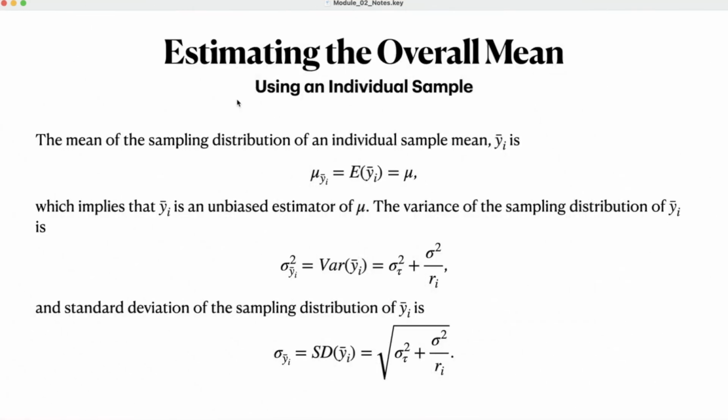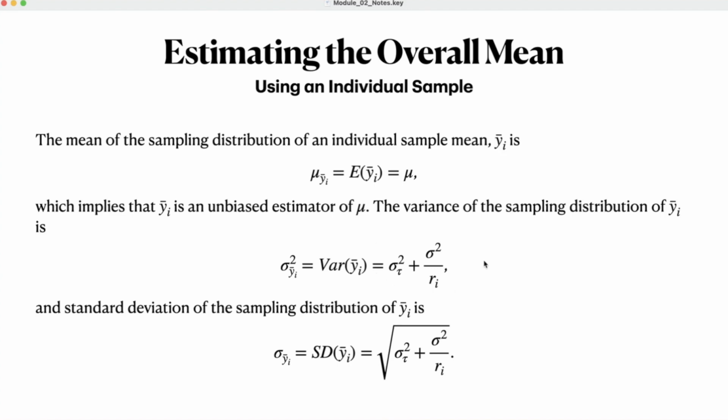So let's talk about using an individual sample to estimate the overall mean. The mean of the sampling distribution of an individual sample mean, because y bar sub I is a random variable, therefore it has a probability distribution. That probability distribution is called its sampling distribution, and so we're talking about the mean of the sampling distribution for that statistic. We denote that by mu sub y bar sub I, and it turns out that is equal to mu, the overall mean. And so that implies that y bar sub I is, as we've been saying, an unbiased estimator of mu.